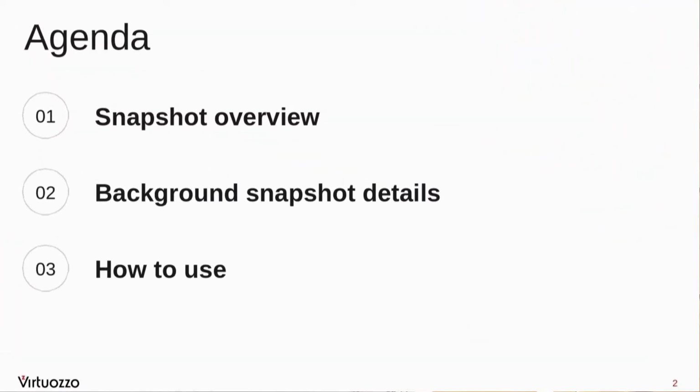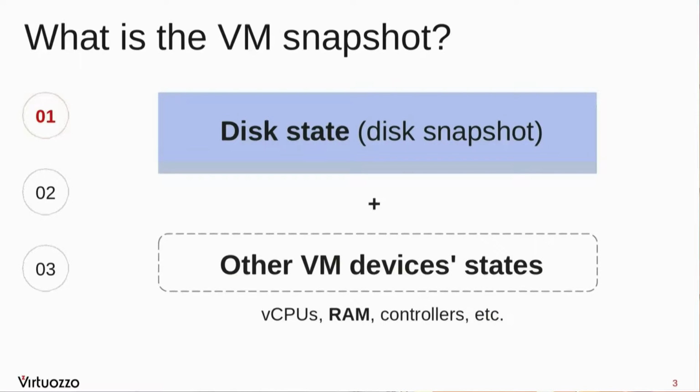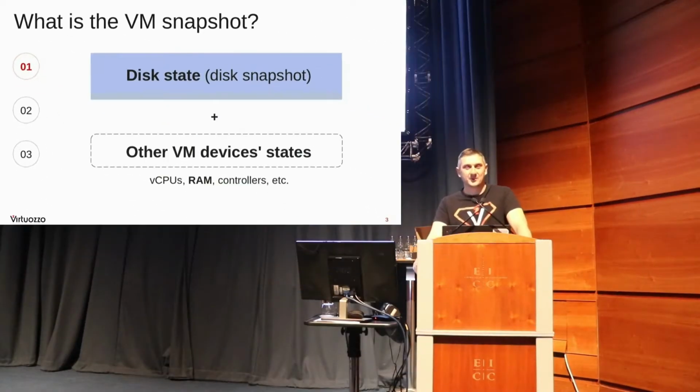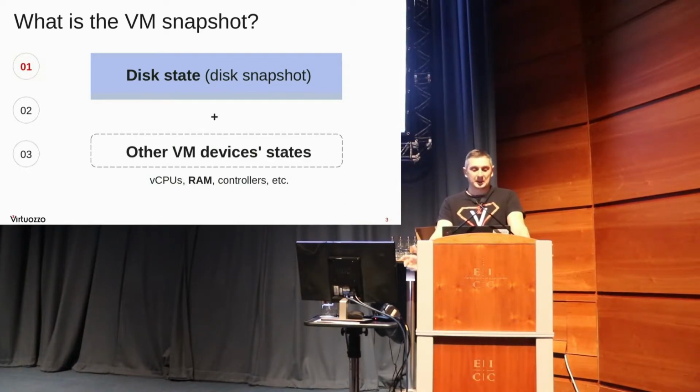Here is the agenda, but this is not interesting. And that's what the snapshot is. I'm talking about the VM snapshot, and it turns out it consists of 2 parts: the disk snapshot, which is the state of the disk, the data of the disk saved somewhere, and the other virtual machine devices' state, also saved somewhere.